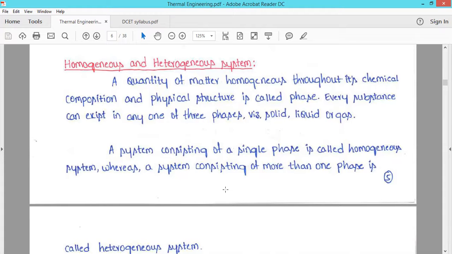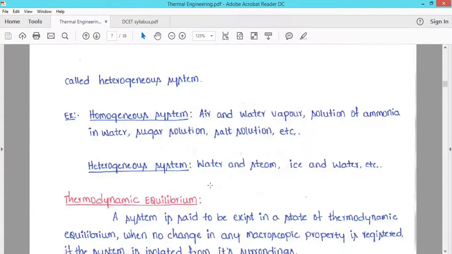Suppose a system consists of a single phase, means throughout the system the chemical composition is the same. If I consider 1 liter of water, the composition of that water, H2O, is uniform throughout that water bottle, and the physical structure is also the same. There is the liquid. Then we are going to call such a system a homogeneous system. If the system consists of two or more phases, or if the chemical composition is different in different locations of the system, then we are going to call that a heterogeneous system.